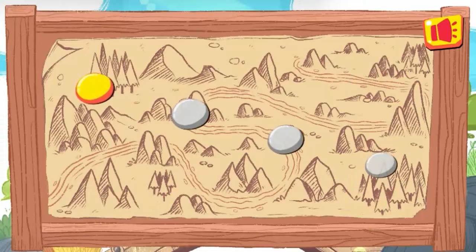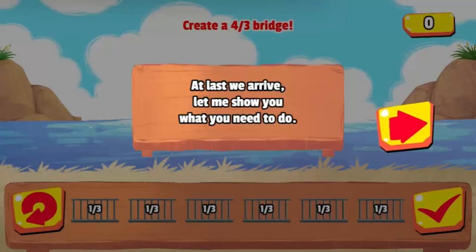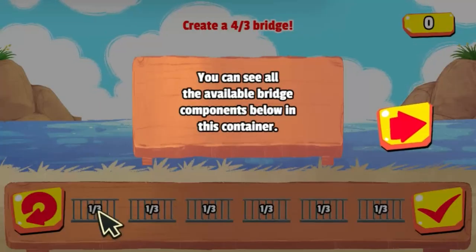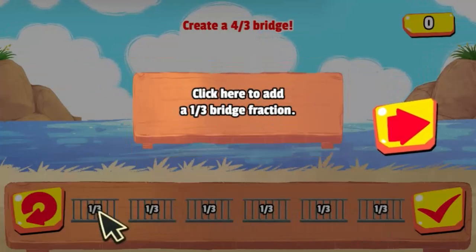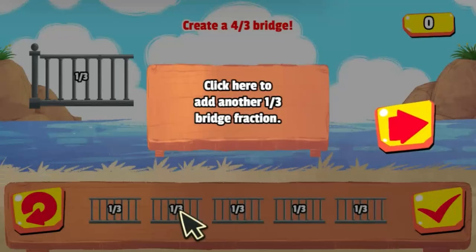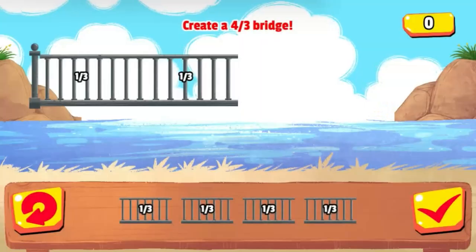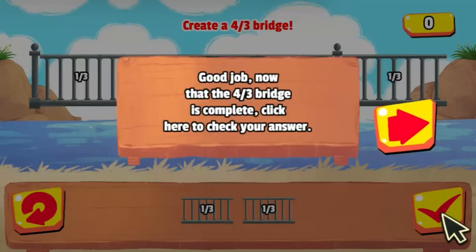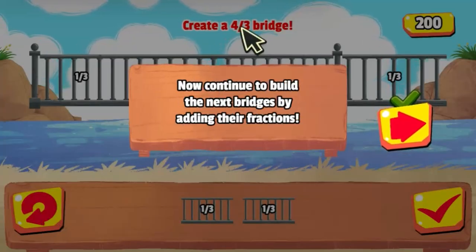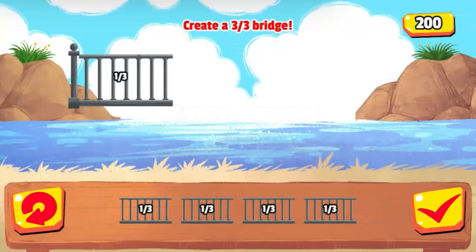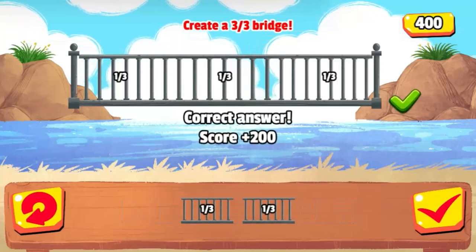Legends of Learning presents the Bridge the Fraction game. This is a math game that makes learning about adding and subtracting fractions fun and easy to understand. In this informative instructional game, help Mr. Otter build the bridge from the components of the fractional bridge that he has.